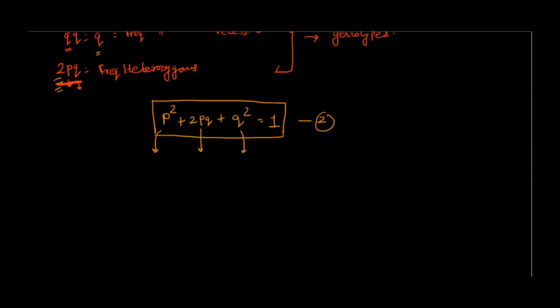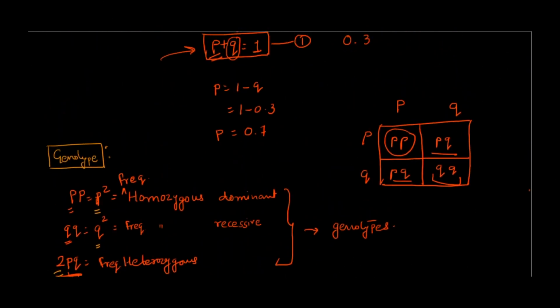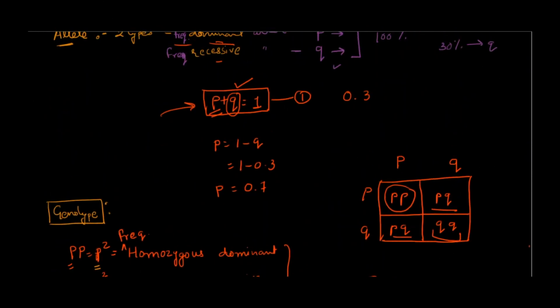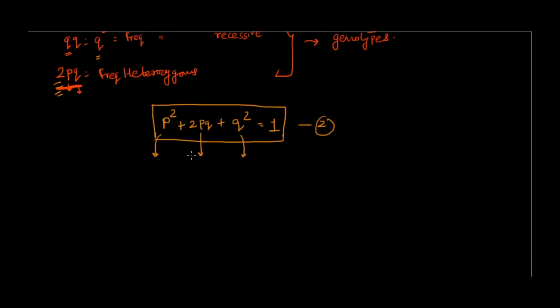So this is all you need to remember. In Hardy Weinberg principle, when you are solving population genetics, you need to find out two things. One is the allelic frequency and the second one is genotype frequency. For allelic frequency, you will use p + q = 1 formula, and for genotype frequency, we are going to use p² + 2pq + q² = 1. Now, let's keep this in mind and try to solve some sample problems.